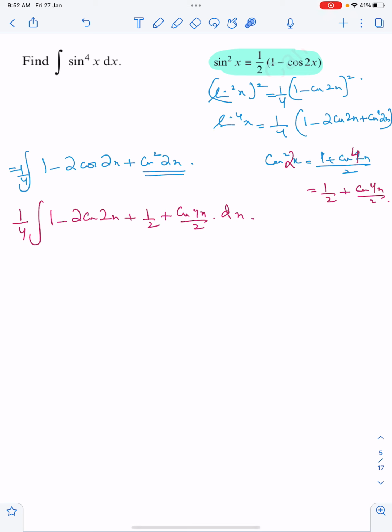1 upon 4 stays outside only. Integration of 1 is going to be x minus integration of cos 2x is sine 2x divided by 2, so minus 2 sine 2x divided by 2, plus integration of half is half x, plus cos of 4x divided by 2, so 1 upon 2 sine of 4x divided by 4. Okay, since I was doing integration, I should have put the bracket here. It's 1 upon 4 outside the bracket.